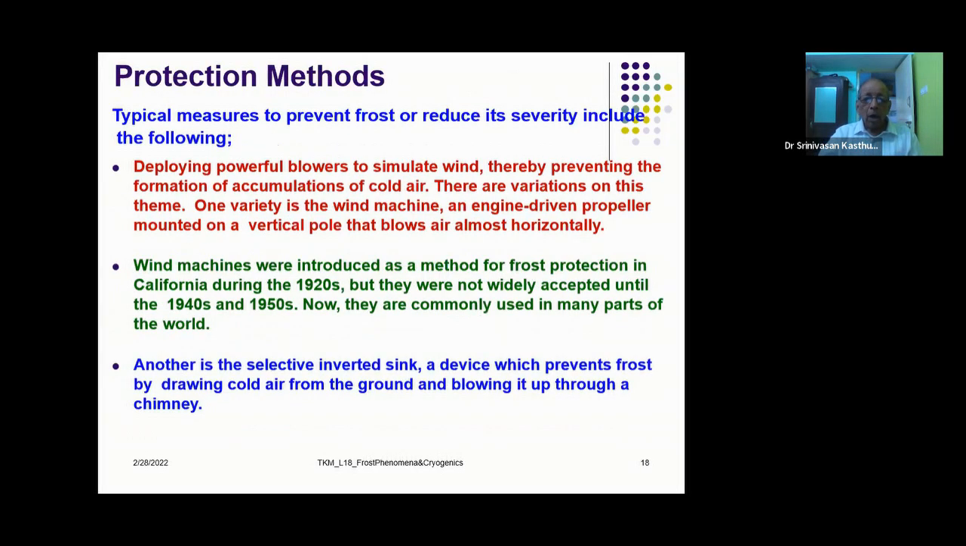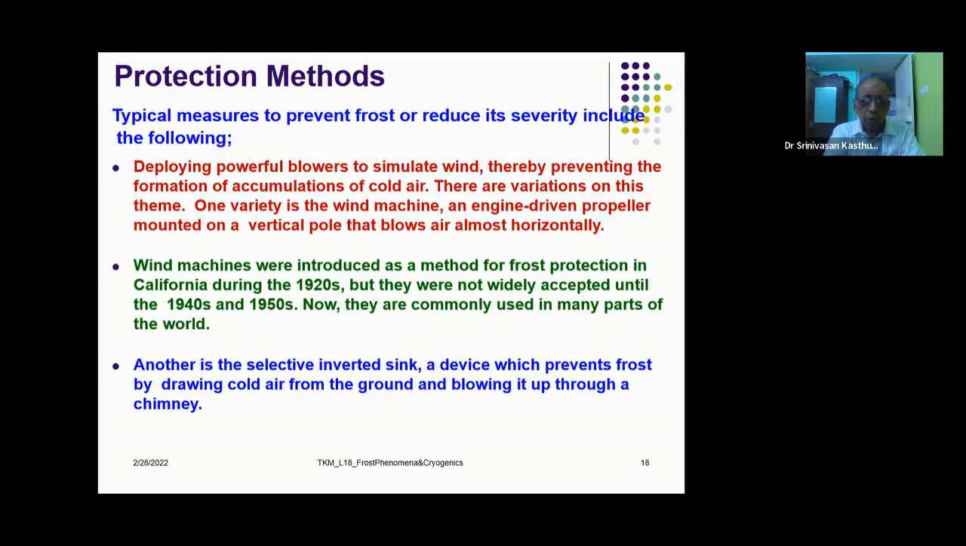Okay, how do you protect against these damages? See, for example, because of the cold climate, the plants do not grow and they become dormant. How do you take care of it? Normally, to prevent frost and also to reduce its severity, the following methods are generally useful.